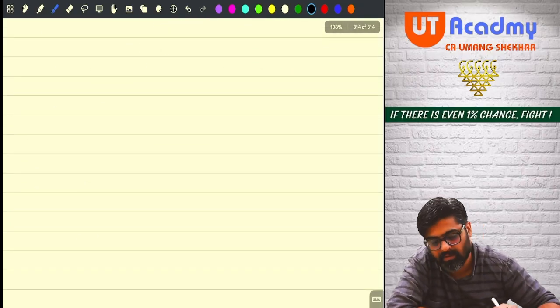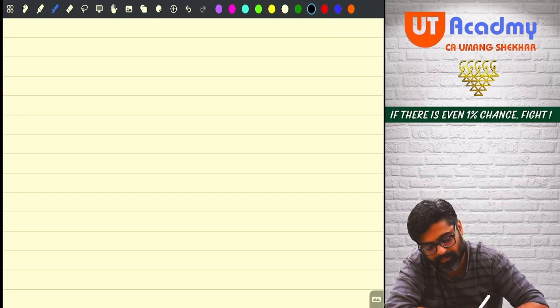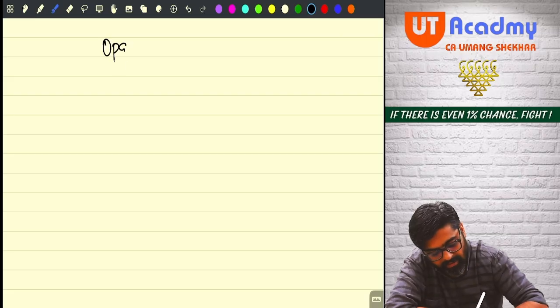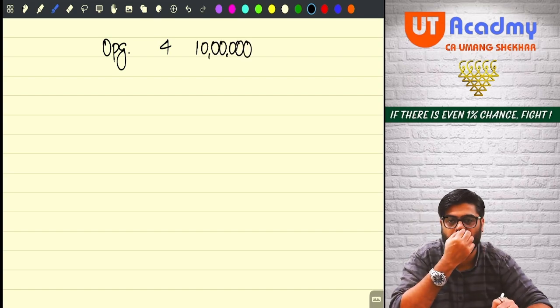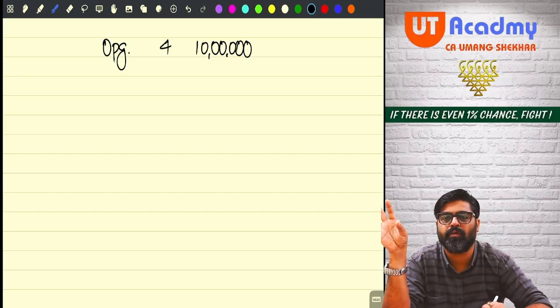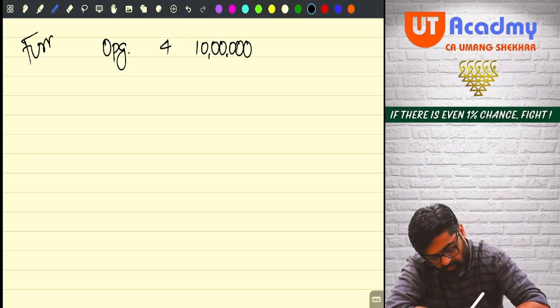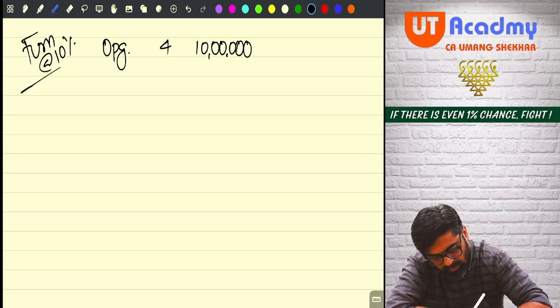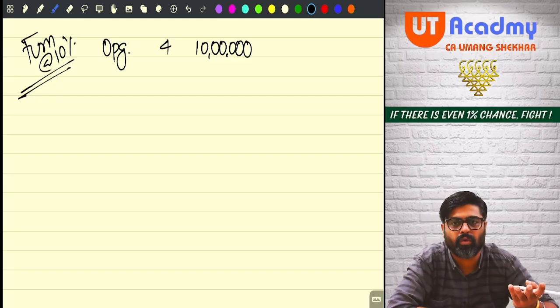Now pay attention. I will put you in some trouble. Should I? Pay attention now. Opening WDV in the block was, for example, I had 4 assets having 10 lakh rupees of opening WDV. Possible, not possible? So there is one block of assets. For example, the block of asset was furniture, having rate 10%. So this is the block of furniture where I am having 4 furniture assets having total value of 10 lakhs.